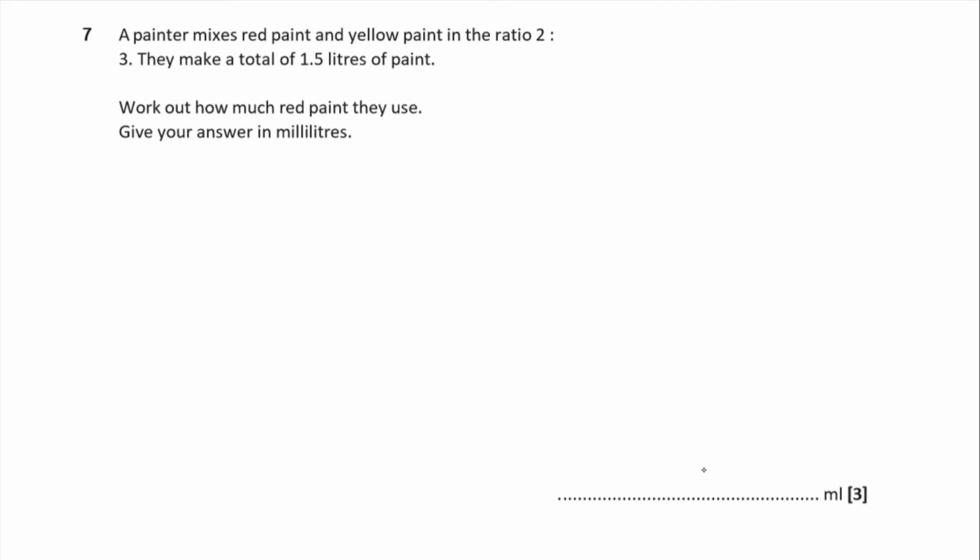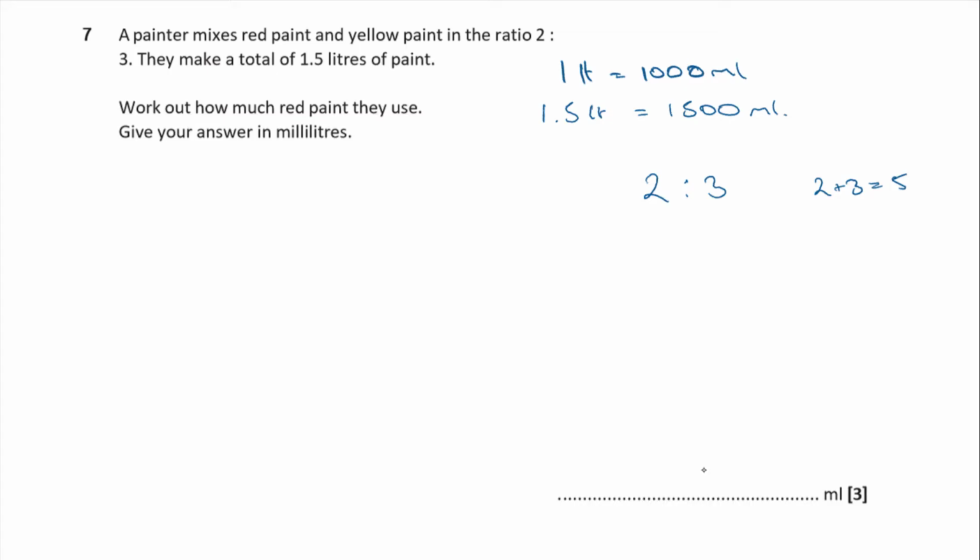We've got 1.5 litres. Now I know that 1 litre is equal to 1,000 millilitres. So 1.5 litres, that's going to be 1,500 millilitres. That's what I'm dividing into this ratio. Now I've got the ratio of 2 to 3, and I know that 2 plus 3 is equal to 5. So that means if I've got 2 shares and 3 shares, then altogether I've got 5 shares.